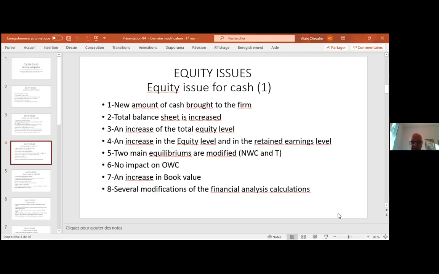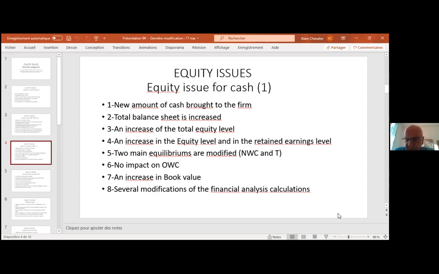The elements of the operations are not modified, whatever they are: inventories, receivables, or any of the debts on the right side, debt to the providers, VAT and debts to the tax administration, and debt to the staff. So no impact on the operating working capital, positive impact on net working capital, and on the liquidity and treasury position. That's what has really happened. Okay.